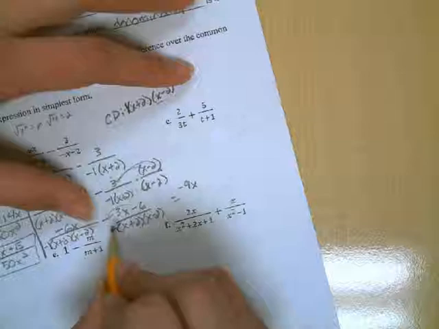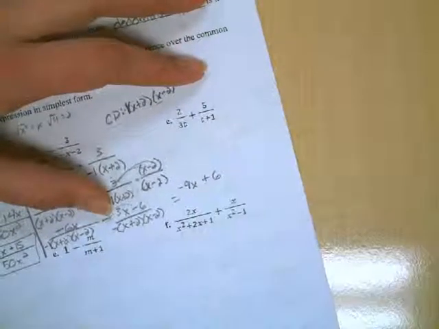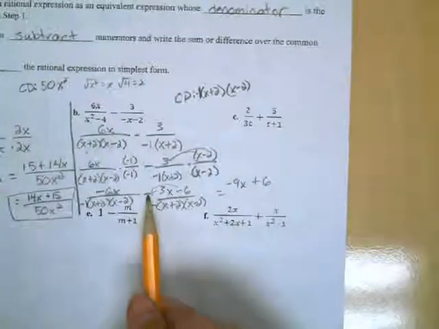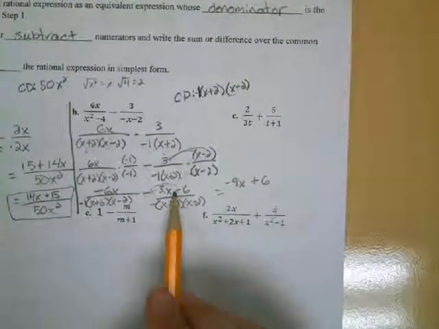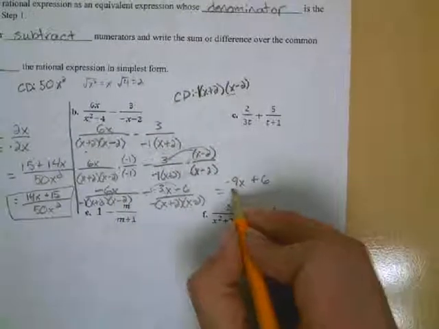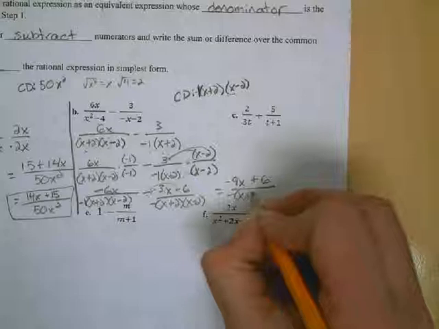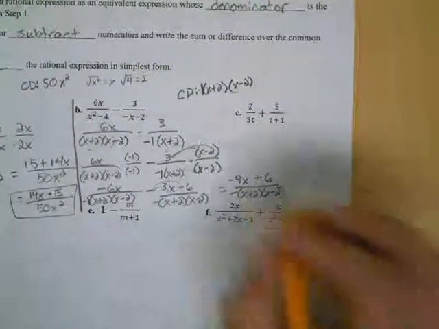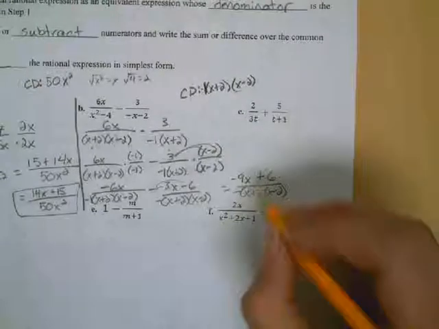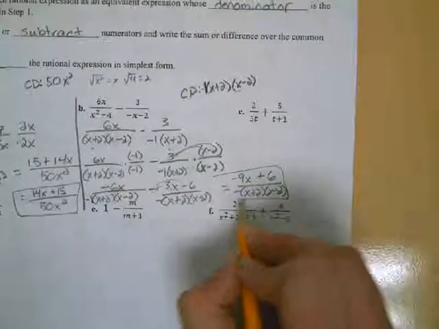And then I've got negative times negative makes positive 6. Okay, because I'm distributing that negative. Negative 3x, negative 6 makes it positive 6, all over negative x plus 2, x minus 2. Okay, and that would be your final answer. If you wanted to cancel negatives and make this positive negative, that would work also. Those would both be correct answers.